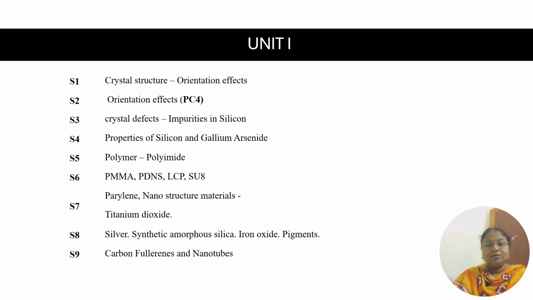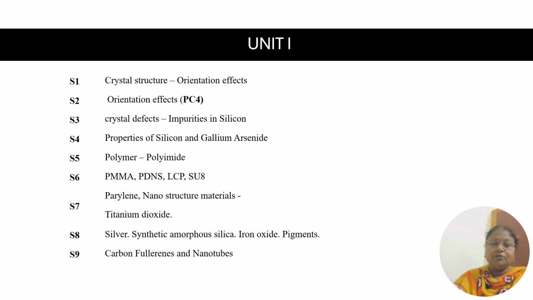Here, the sessions are organized in such a way that we cover the crystal structure, its orientation, the crystal defects, followed by the impurities we have with respect to silicon. Silicon is going to be the primary material. Based on the properties of this silicon material, we can go for a lot of devices, followed by gallium arsenide. Gallium arsenide is also a high conductivity material. Mobility is also good, so high-speed devices can be designed.